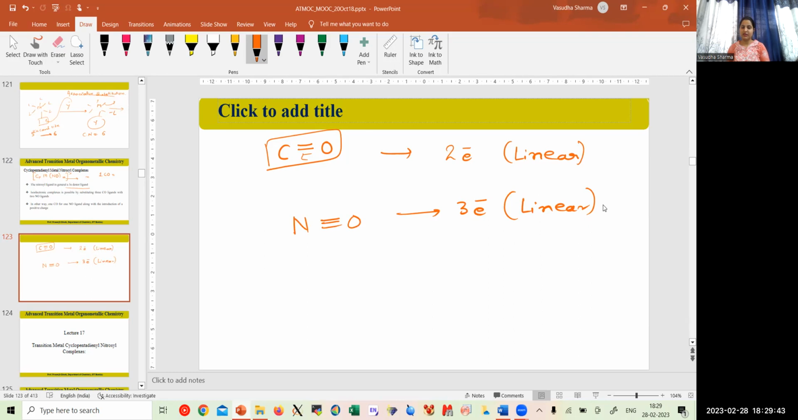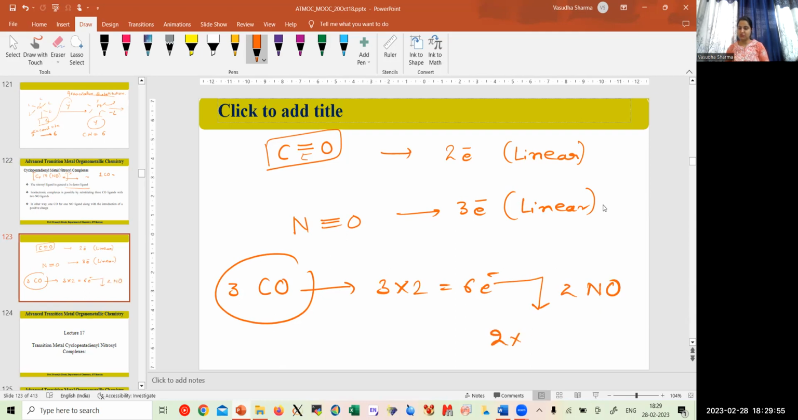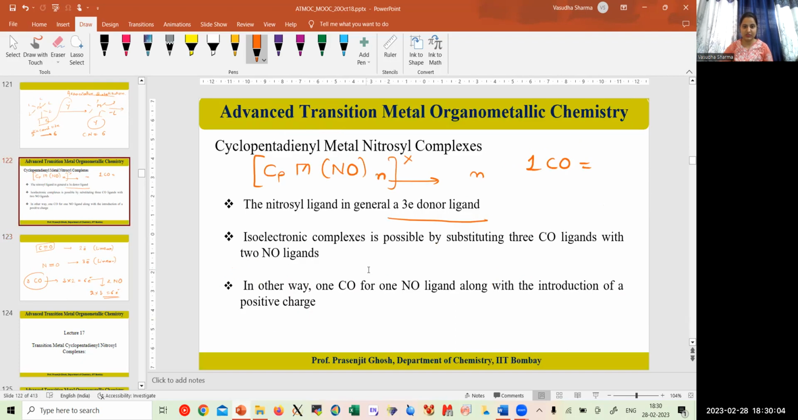That's why, if we have 3 carbon monoxide groups, the 3 carbonyl groups will be 3 into 2, which is 6 electrons. That can be easily replaced by 2 NO, which are linear. That means 2 into 3, 6 electrons. So the electron count would be the same, and that's why the 3 CO could be replaced by 2 NO very easily. So here it is saying that isoelectronic complexes are possible. Isoelectronic means the total electron count is the same. For example, if it is 18, then it should be 18 in the product also.